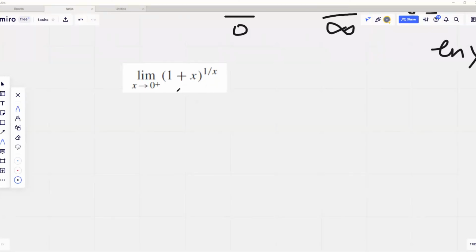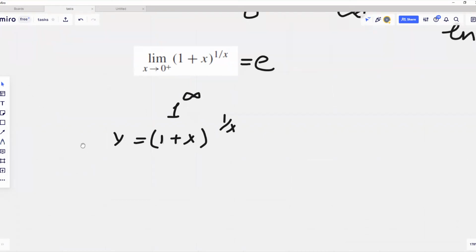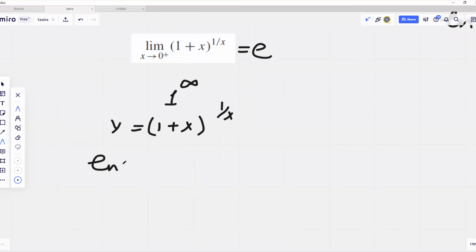This is a limit that we have seen before. We know that it is equal to e. Let's use L'Hopital's rule to show why it is equal to e. So that limit is in the indeterminate form of 1 to the power of infinity. Okay, so let's call this expression y. So (1 plus x) to the power of 1 over x is equal to y. Now taking a ln from both sides, we have ln of y is equal to ln of (1 plus x) over x.